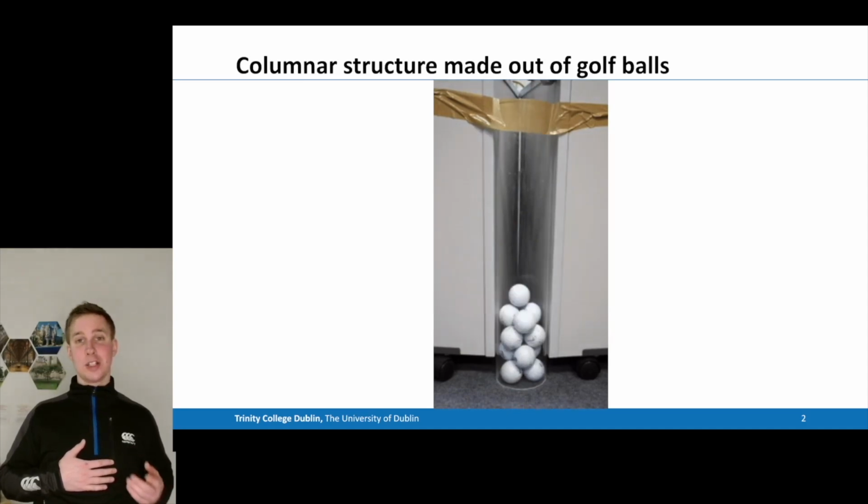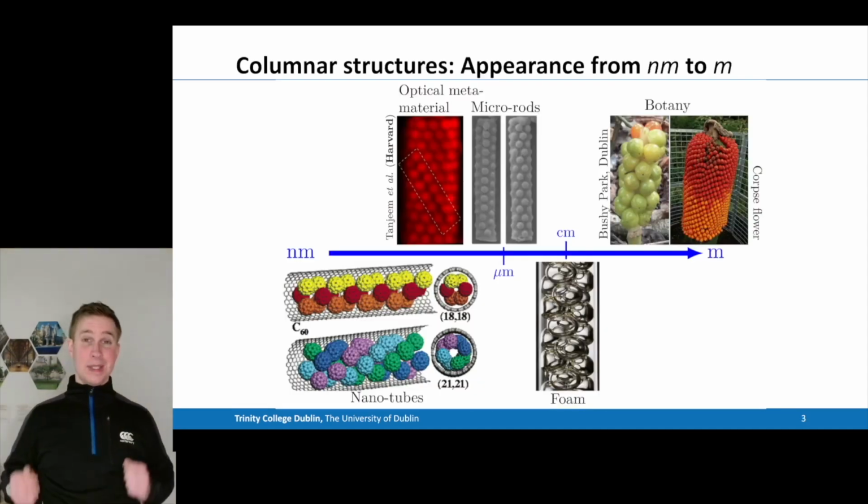There's a decent interest in these structures within the scientific community due to their diverse appearance on many length scales. The probably largest natural columnar structures can be found in the corpse flowers, which can be up to a meter in size. So initially, such structures were studied in botany. The berries or seeds of various plants assemble in such a fashion around the stem. I took this picture of a cocoa plant myself in Dublin, which just shows you Dublin was the perfect place to study such structures.